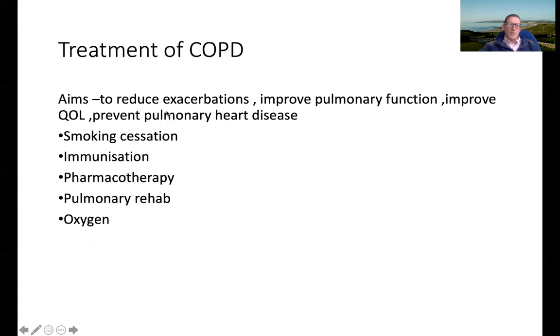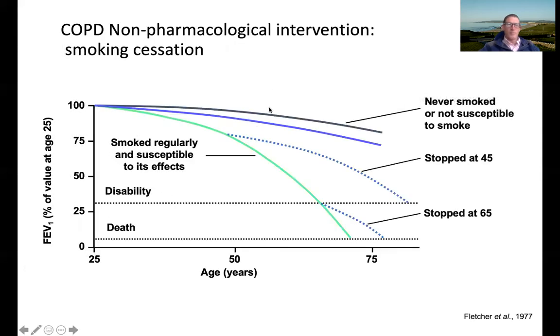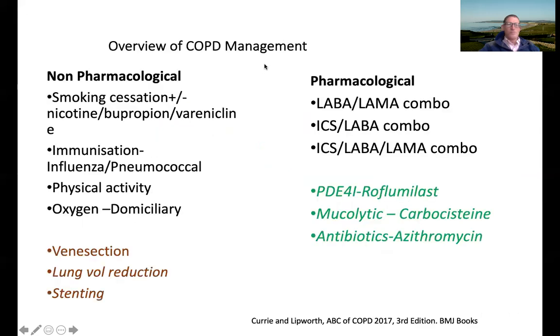Moving on to the treatment of COPD, the aim is mostly to reduce exacerbations, improve symptoms, try and improve lung function, and prevent the onset of pulmonary heart disease, hypoxic pulmonary vasoconstriction. So stop smoking at any stage, immunization, drug treatment, and pulmonary rehab, and if necessary, long-term oxygen. This slide just shows you the reason and the rationale why it's important to stop smoking at any age to prevent further decline in lung function.